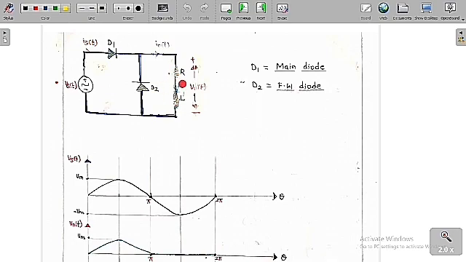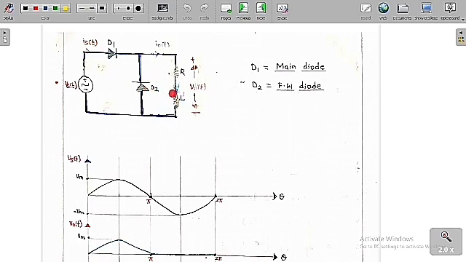Now here there is another circuit, which we are going to analyze. In the previous case there was only an RL load, with no extra freewheeling diode. But now we are going to keep a freewheeling diode across this RL load and then analyze this circuit. Here this is diode D1 and this is diode D2.